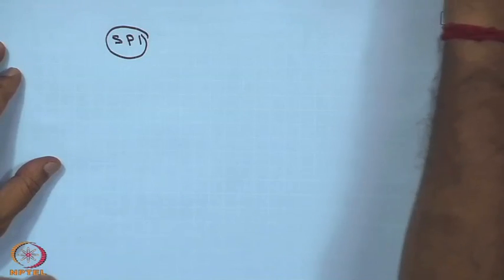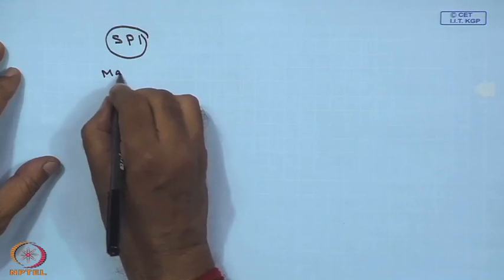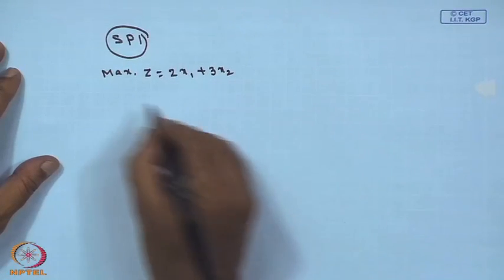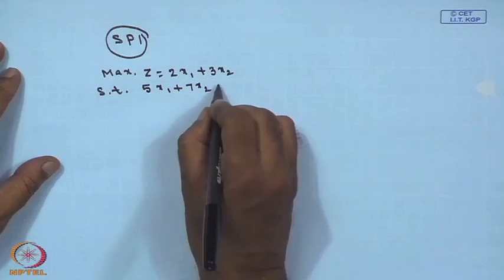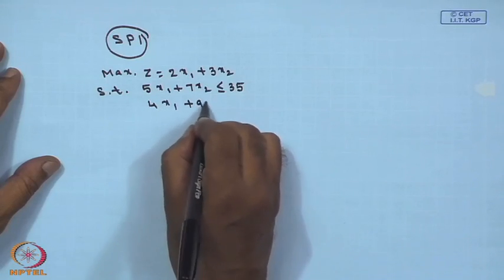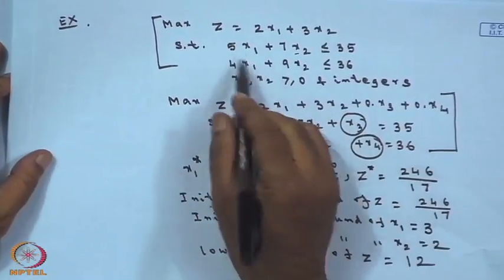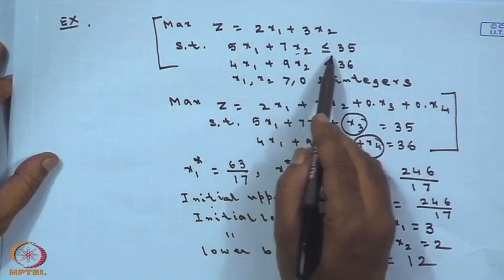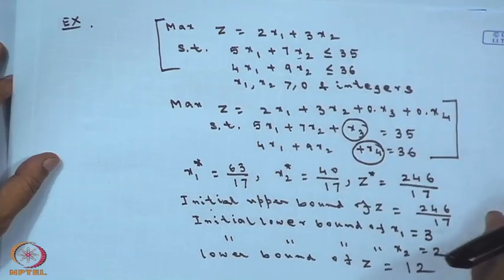SP1 is: maximize z equals 2x1 plus 3x2 subject to 5x1 plus 7x2 less than equals 35, and 4x1 plus 9x2 less than equals 36. This is your original problem. If you see, maximize z equals twice x1 plus thrice x2 subject to 5x1 plus 7x2 less than equals 35 and 4x1 plus 9x2 less than equals 36.